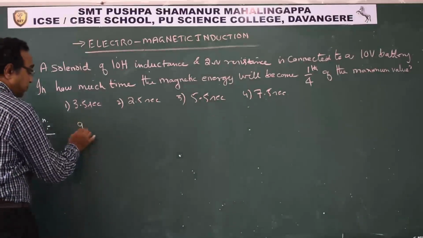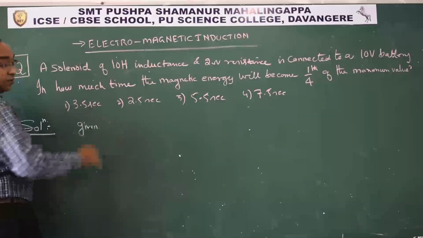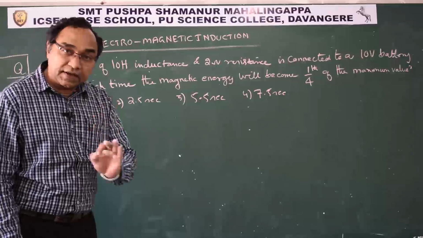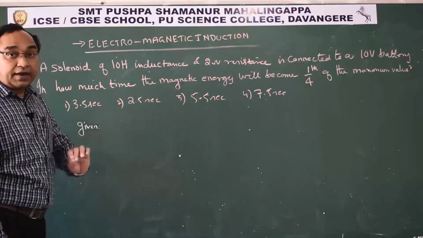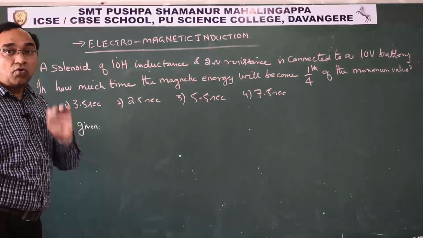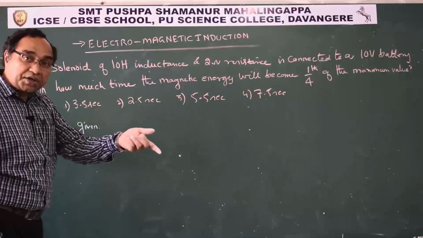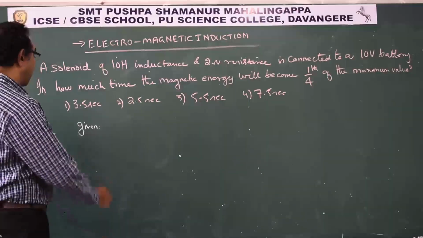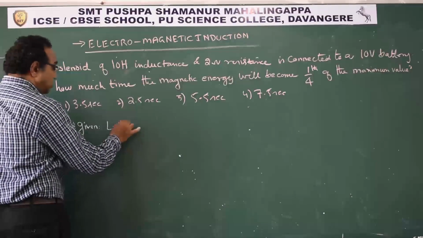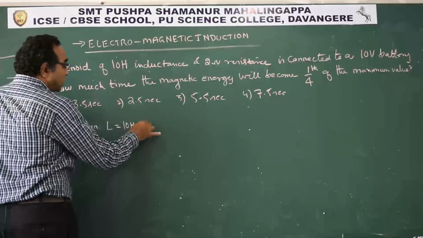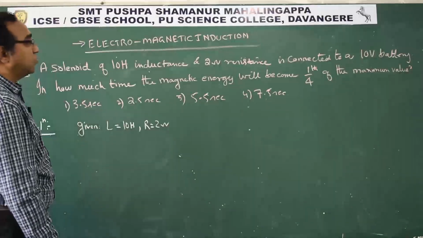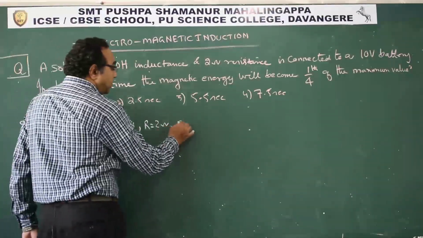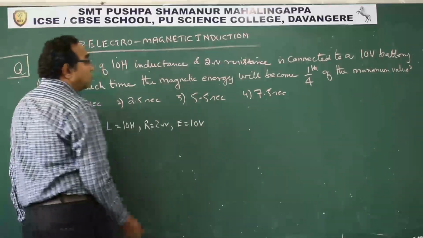So first step, please cultivate the habit of writing the given data in the question so that it will be in front of your eyes and it will become easy for you to correlate the known quantities with the unknown quantities. It says L is equal to 10 Henry, R is equal to 2 ohm connected to a 10 volt battery. So we say E is equal to 10 volt.